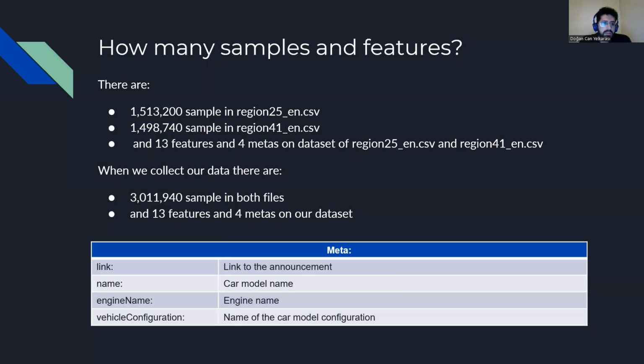How many samples? We have 3 million samples in both files: 1,500,000 samples in region 25 and 1,500,000 samples in region 41, with 13 features and 4 metas. Next slide.